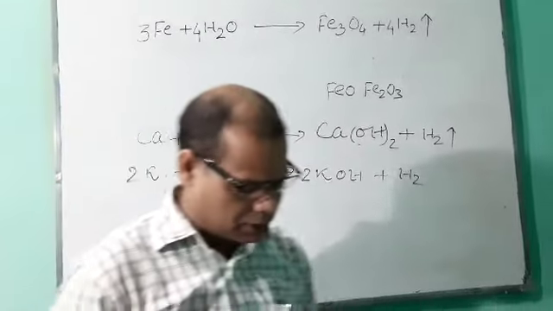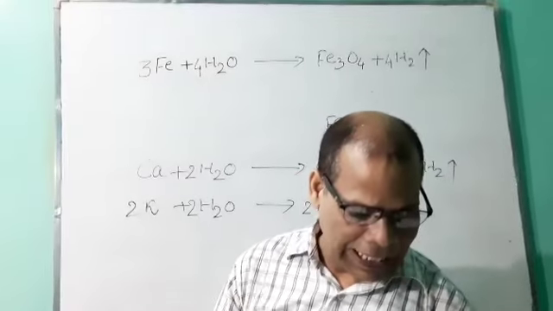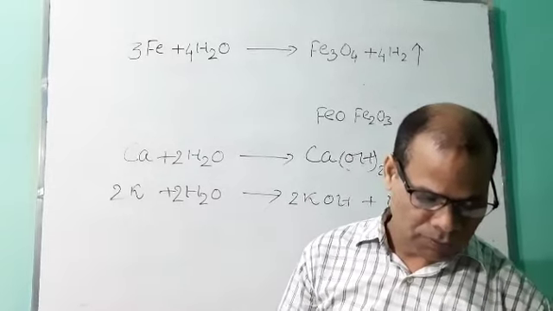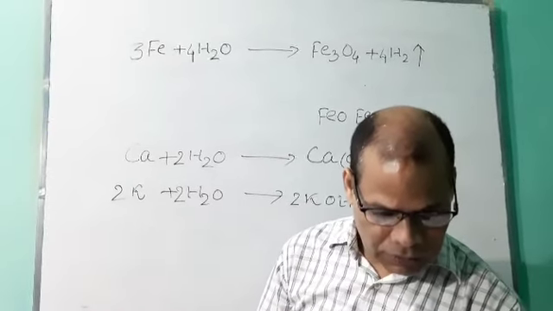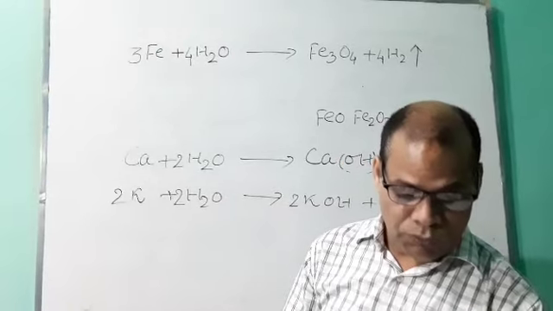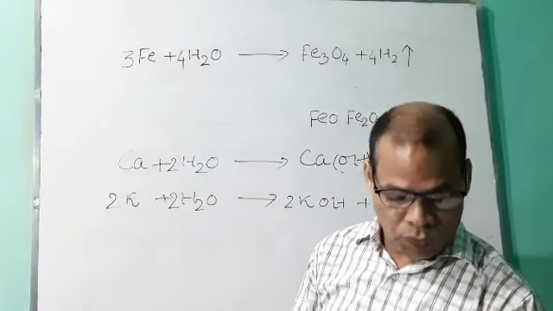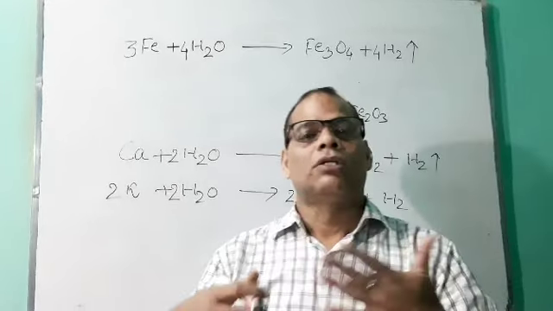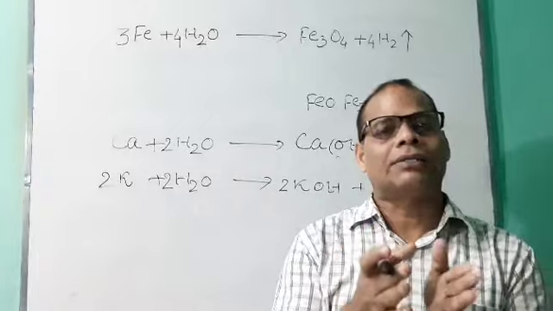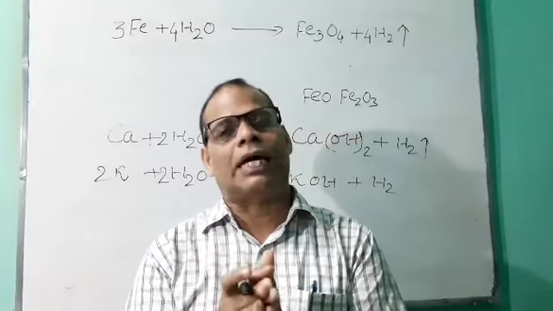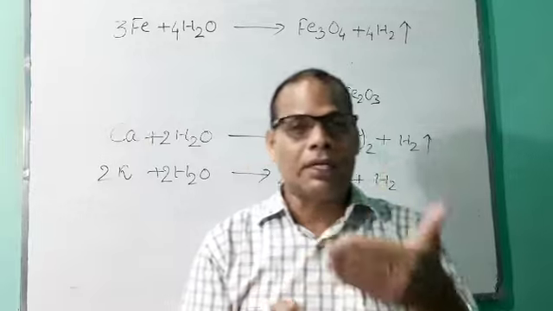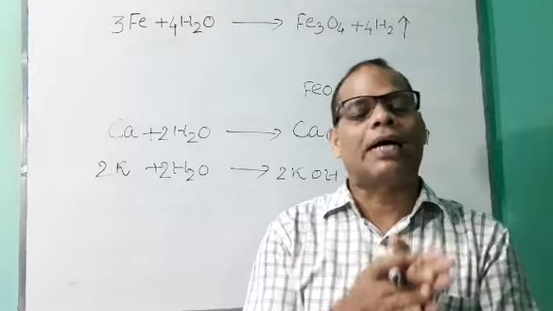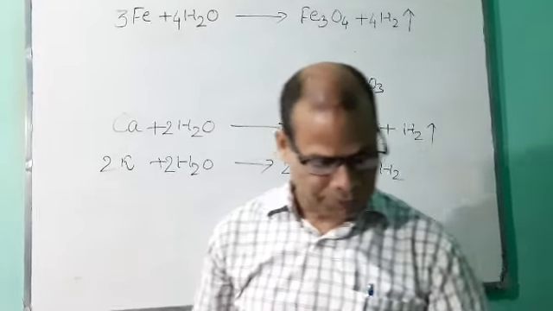Now the next question is, which gas is produced when dilute hydrochloric acid is added to a reactive metal? So when dilute hydrochloric acid is added to a metal, then generally hydrogen gas is liberated.